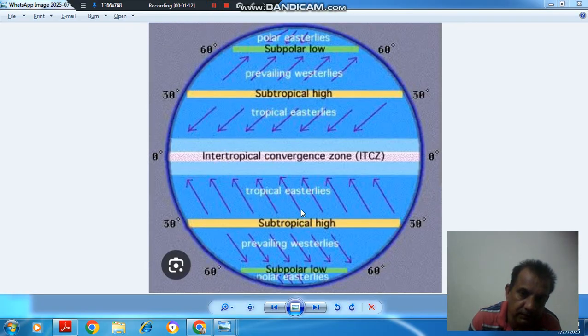Looking at this figure again, these are the tropical easterly winds in the southern hemisphere. This is your intertropical convergence zone, ITCZ, and these are the tropical easterly winds in the northern hemisphere. In summer this intertropical convergence zone shifts somewhere here. So these two winds will strike somewhere here. As these winds cross the equator, they will change their direction. The striking will take place here because the intertropical convergence zone in summer is shifting towards the north.